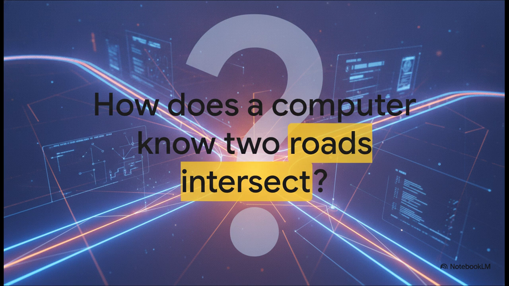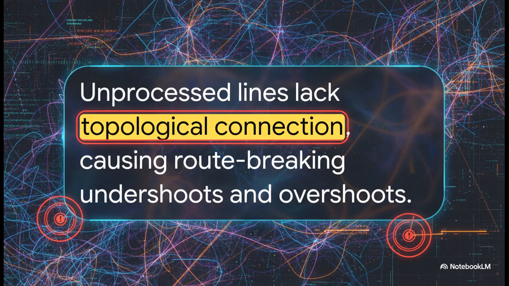As humans, we look at a screen, we see two lines cross, and we instantly know, yep, that's an intersection. But a computer doesn't. To a machine, they are literally just two independent lines drawn in the same digital space that happen to share some coordinate pixels on your monitor. If you just dump raw digitized lines into a system, you get what cartographers humorously call spaghetti data. It's just a pile of unstructured digital noodles.